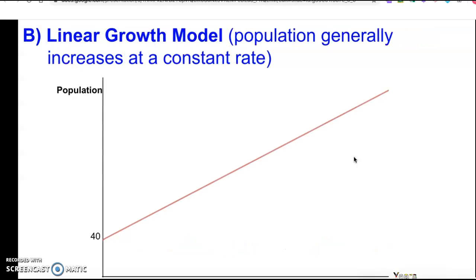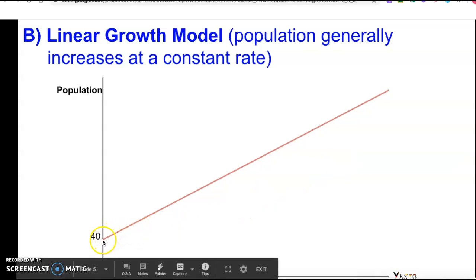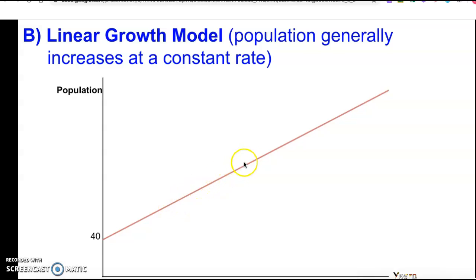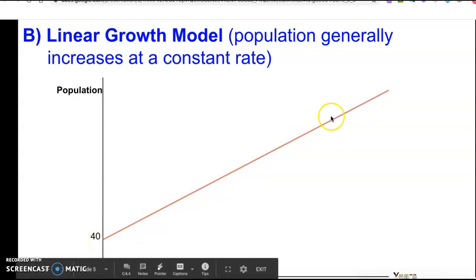Option B is called the linear growth model. And visually, you may see why it's called the linear growth model is because the shape of the graph is a straight line. But this time the line is getting higher and higher. So we call that growth. Okay, so the population, it starts at 40 here, and it goes up and up and up.